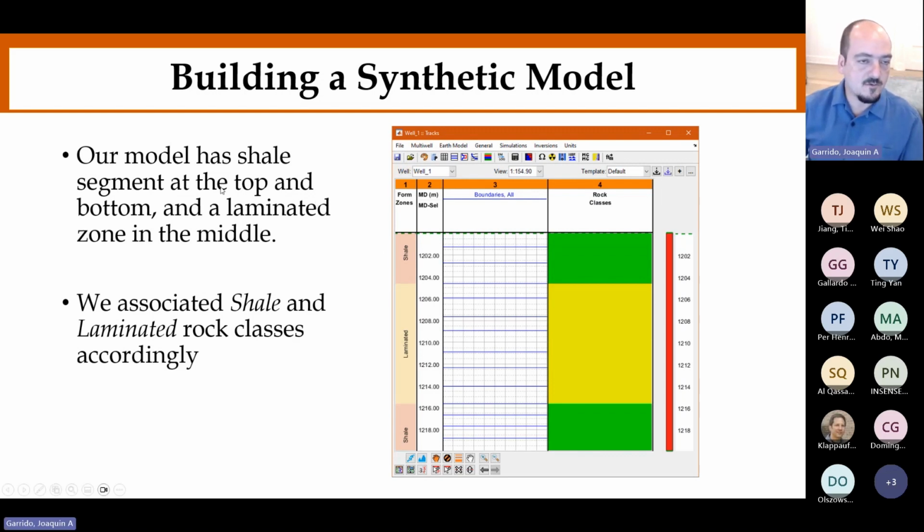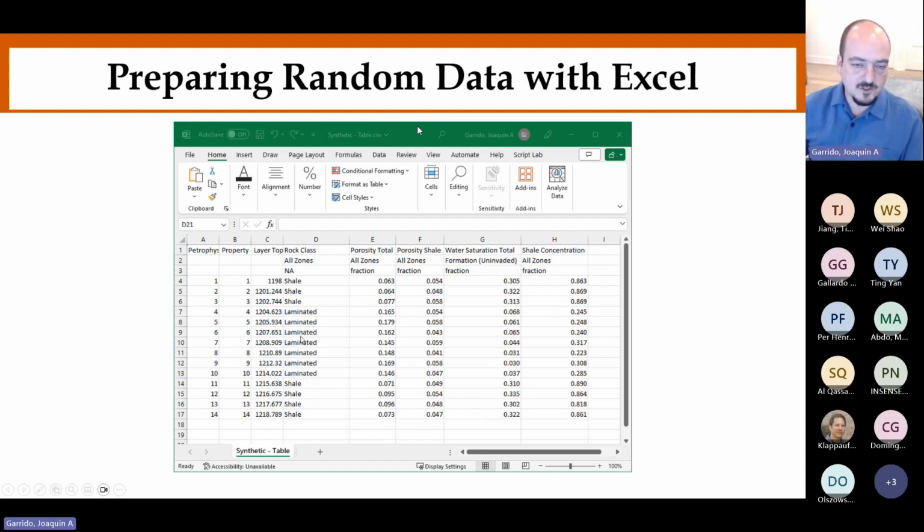So let's assume that we have a model that has shale at the top, shale at the bottom, and some laminated layers in between. I just generated this model randomly using Excel: the porosity for the entire rock, for the shale, the water saturation, the shale concentration. These were just made using Excel. And we're going to use this as our ground truth. This is what we're going to try to recover at the end.